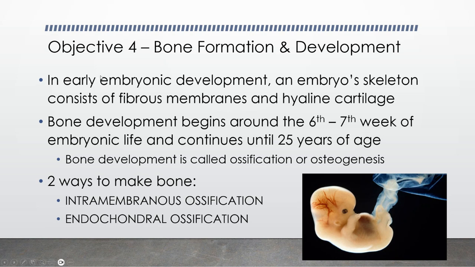And so hopefully we know already that in early development, the embryo is actually not bone at all. It's actually mostly hyaline cartilage. And so bone development doesn't actually begin until around 6 to 7 weeks. And then it will continue all the way up into young adulthood. And so bone development is actually called ossification, or it could also be called osteogenesis. And so there's two main ways that bone is made. You have intramembranous ossification and endochondral ossification.